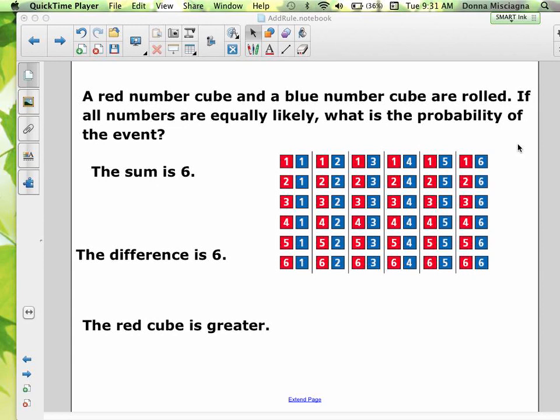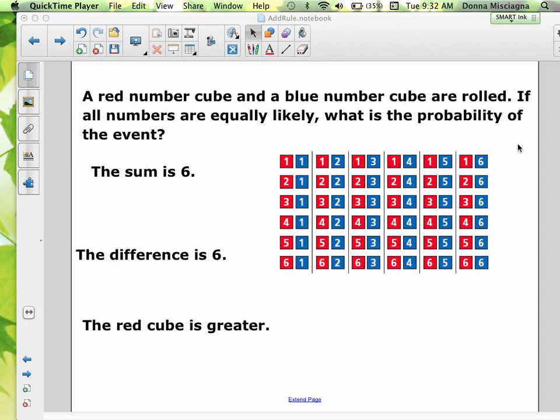A red number cube and a blue number cube are rolled. So we have two separate dice. One is red, one is blue. So you can see all the different combinations. It's easier to see when the two are different colors. You can see that the red can be 1, 2, 3, 4, 5, and 6, and the blue can be 1, 2, 3, 4, 5, and 6, and we can pair each one of those different numbers with the number from the other cube. So we want to find the probability that the sum is 6.